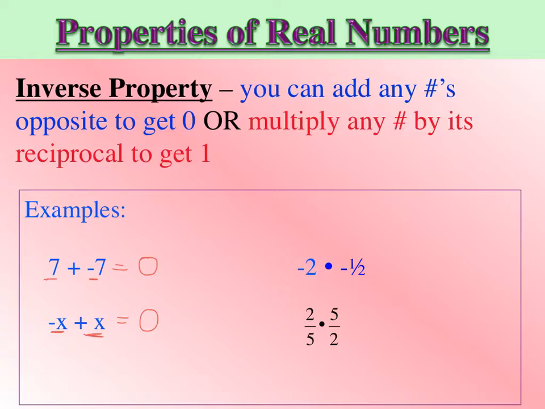For multiplication, you're taking a number and multiplying by the reciprocal, which is ultimately flipping it. So -2 really is -2/1. So if I was to flip that, I'm going to have -1/2, and then -2 times -1/2 is +1. 2/5 times 5/2, so you can reduce everything, or you can just multiply and call that 10/10, which would ultimately simplify to 1. So inverse of addition, you want 0 as an answer. Inverse of multiplication, you want 1 as an answer.